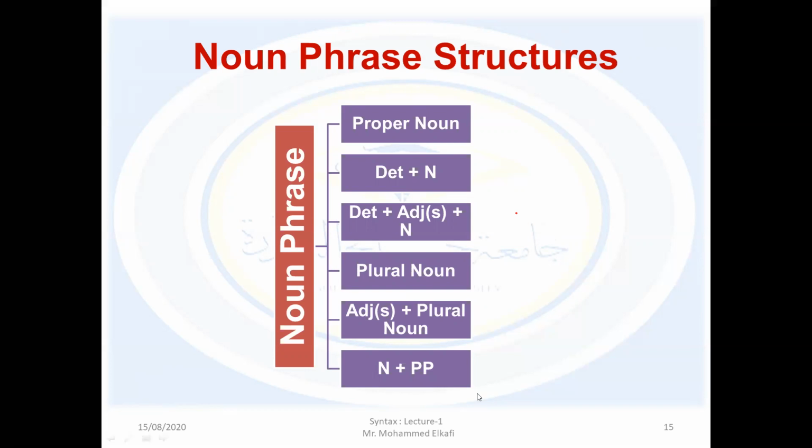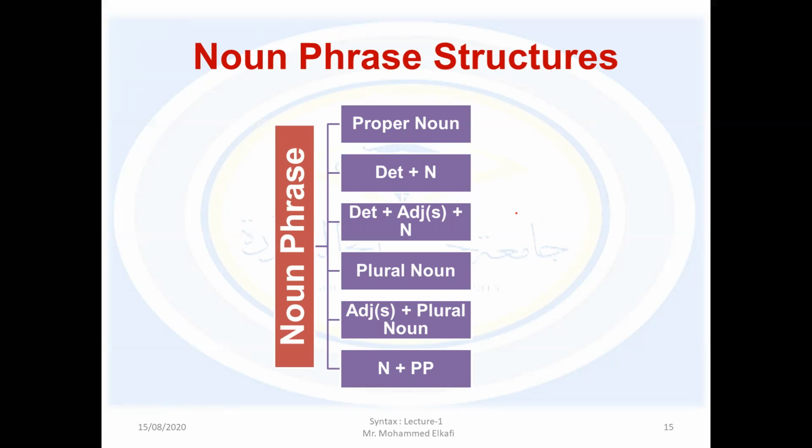The fourth structure of noun phrase includes plural noun. The plural noun includes a form of plural. Cats is a noun phrase. Dogs, noun phrase. Men, women, also noun phrases. They are plural nouns and they are used as noun phrases.